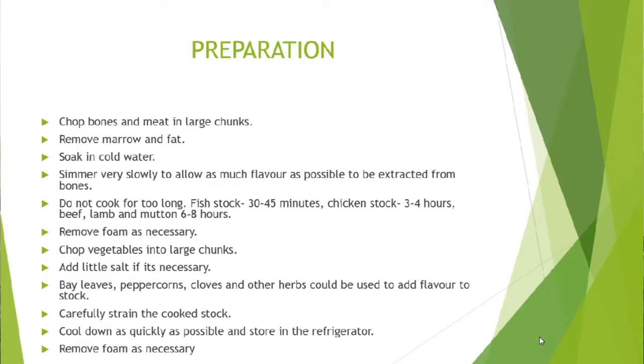Then after removing the foam, you chop your vegetables into large chunks. Then, if you remember earlier, we spoke about the mirepoix. We said the mirepoix is composed of carrots, onion, as well as celery. So those are the vegetables that you need to cut into large chunks. Then after that, you add a little salt if it's necessary, because we said if you add too much salt, it will make your stock concentrate.